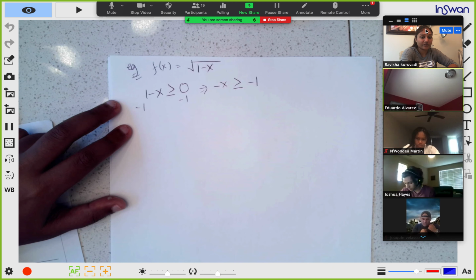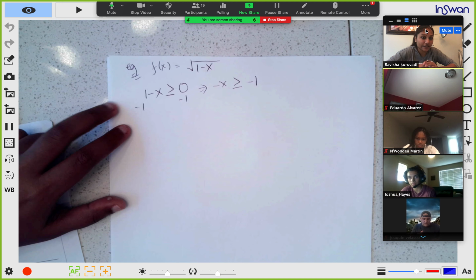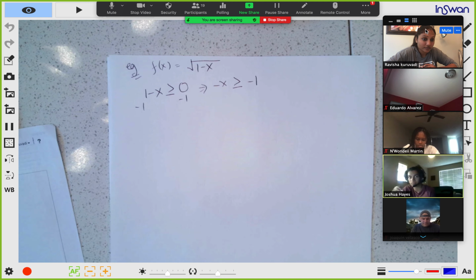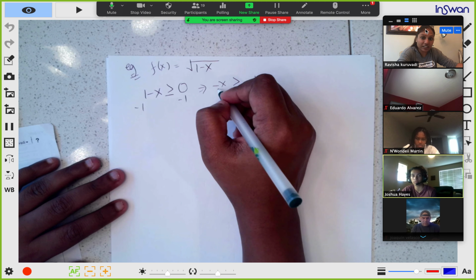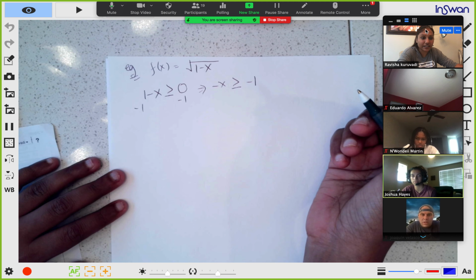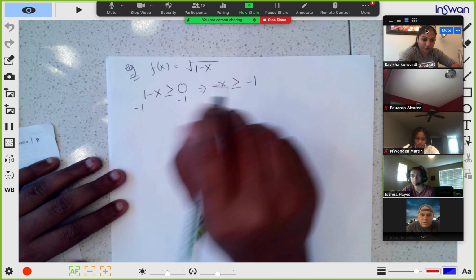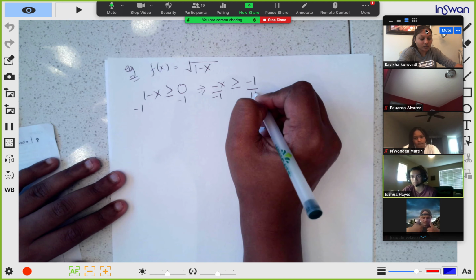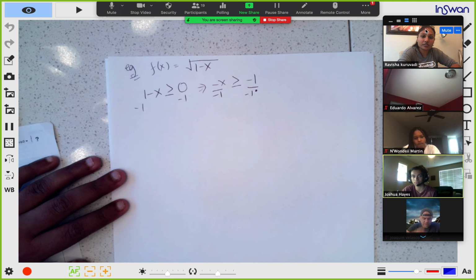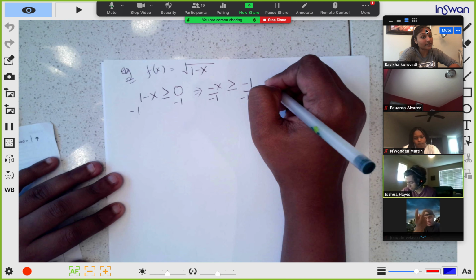So do you need to get rid of the negative x? Yes, the negative number, not the x, just the negative sign. So basically, how do you get rid of it? Either you multiply by negative 1 or divide by negative 1. What are you going to do, Joshua? Divide by negative 1. Okay, so you're dividing both sides by negative 1. So what happens when you divide with a negative number? It changes positive.